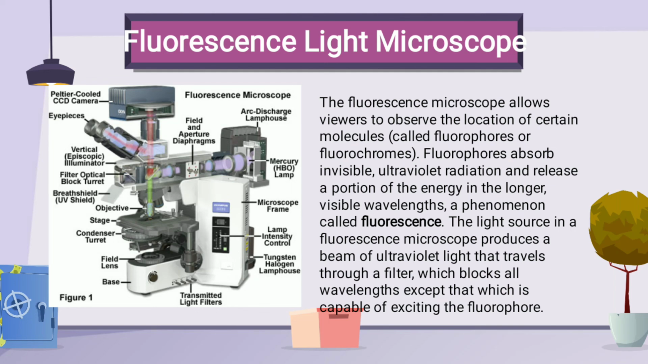Now let us discuss fluorescence light microscope. The fluorescence microscope allows viewers to observe the location of certain molecules called fluorophores, or fluorochromes. Fluorophores absorb invisible ultraviolet radiation and release a portion of the energy in the longer visible wavelengths, a phenomenon called fluorescence. The light source in a fluorescence microscope produces a beam of ultraviolet light that travels through a filter which blocks all wavelengths except that which is capable of exciting the fluorophores.